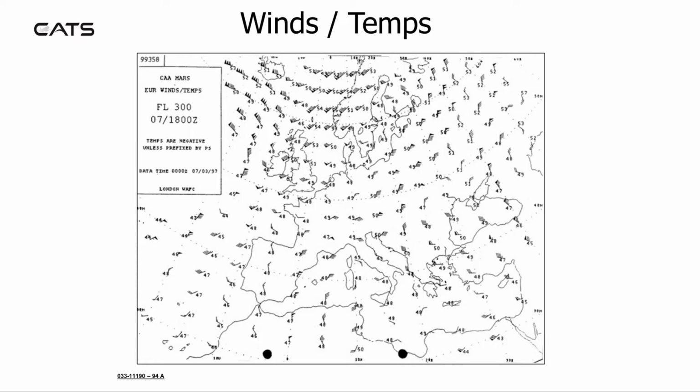The wind directions can be determined by comparing the direction against the meridians, which lead to true north. And wind speeds are shown with triangles for 50 knots, full lines for 10 knots, and half lines for 5 knots.